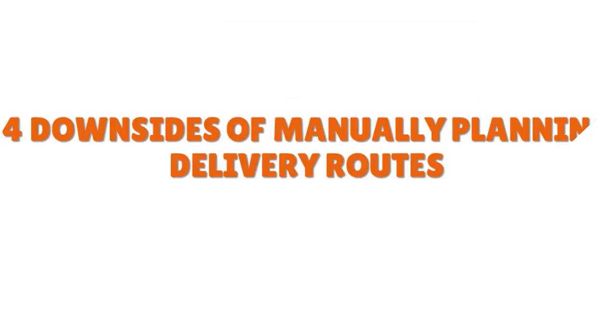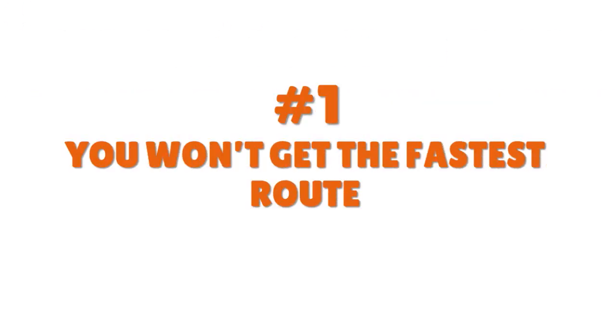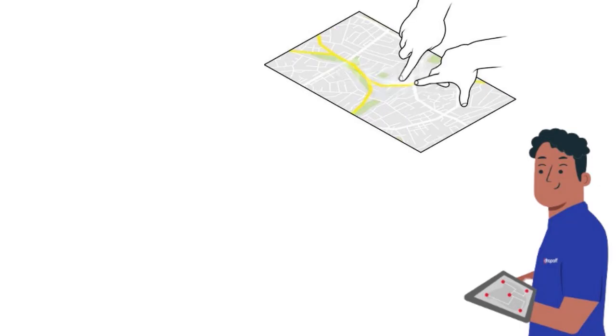Now, there are some downsides to manually planning delivery routes, and I want to share a few of them with you. The first one is that you won't get the fastest route. You might be thinking, well, I'm following my own calculation to get the fastest route, but that may not happen, because manual route planning requires you to consider a lot of factors, too many to be accurately assessed if you have more than a handful of deliveries to route.